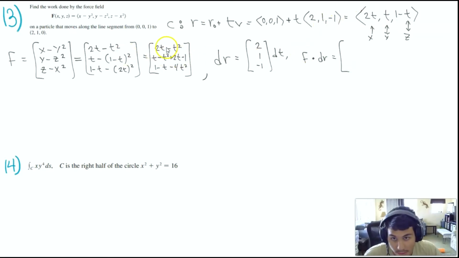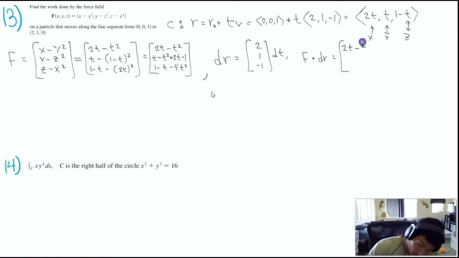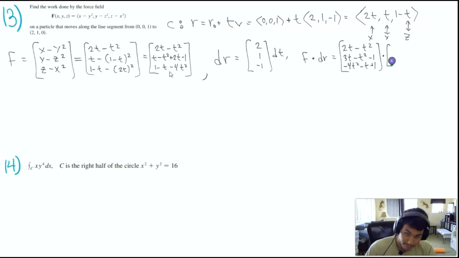What is f dot dr? So it's 2t minus t squared. And this is t, which is 3t minus t squared minus 1. And this is negative 4t squared minus t plus 1, dotted with 2, 1, negative 1 dt. And then let's write the answer here. Let me indicate that that's the answer.